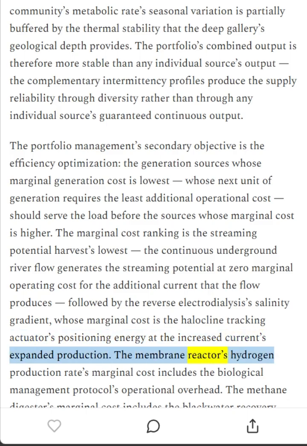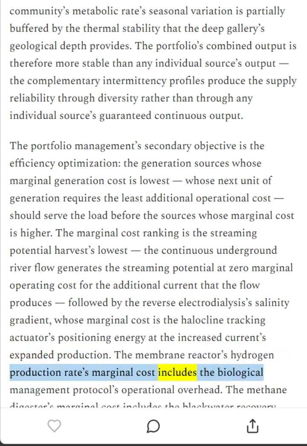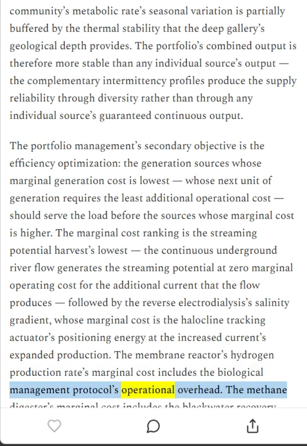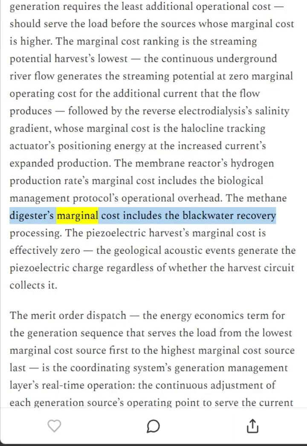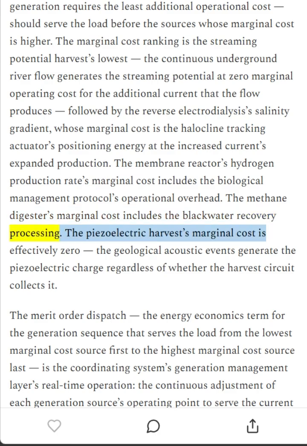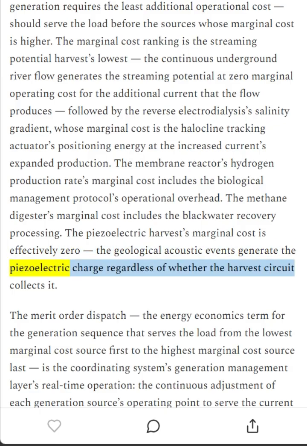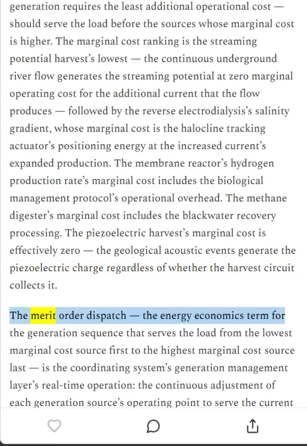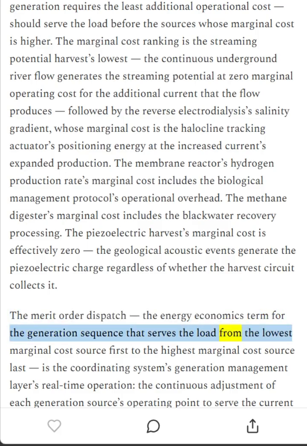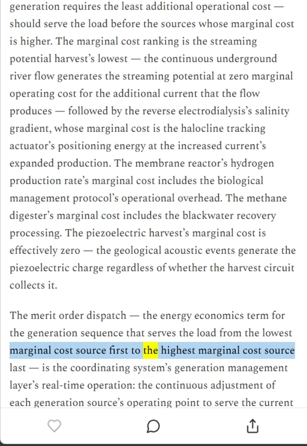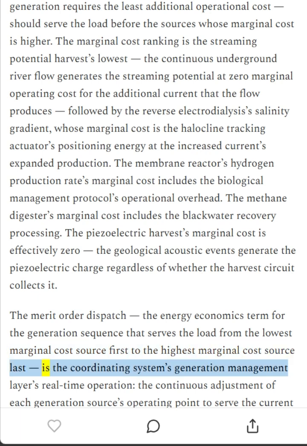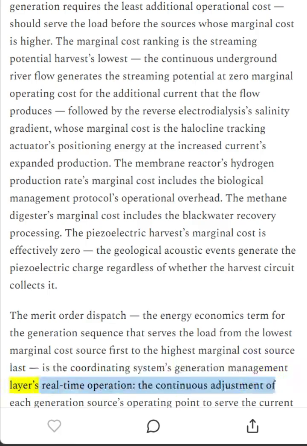The membrane reactor's hydrogen production rate's marginal cost includes the biological management protocol's operational overhead. The methane digester's marginal cost includes the Blackwater recovery processing. The piezoelectric harvest's marginal cost is effectively zero. The geological acoustic events generate the piezoelectric charge regardless of whether the harvest circuit collects it. The merit order dispatch, the energy economics term for the generation sequence that serves the load from the lowest marginal cost source first to the highest marginal cost source last, is the coordinating system's generation management layer's real-time operation.